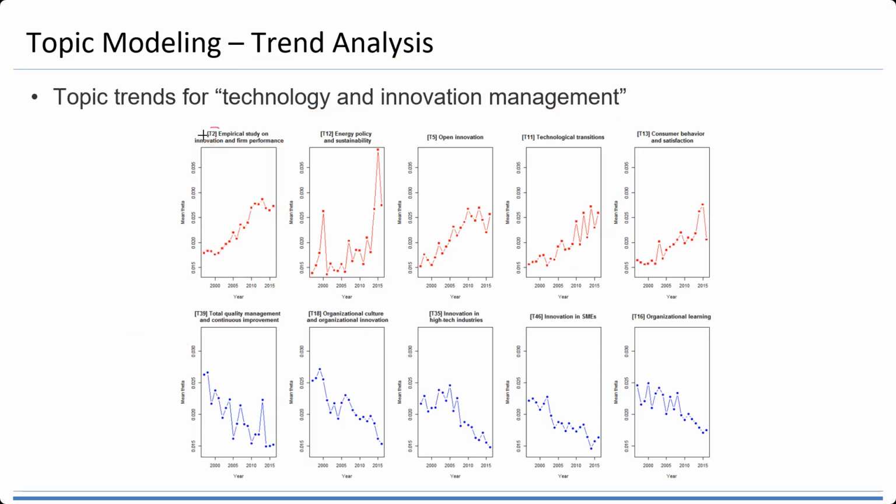So this is topic 2. This is topic 12. This is topic 5 about open innovation. This is topic 11, topic 13, and so on. Any documents that have been classified into this topic, we will check and we can plot based on the frequency.